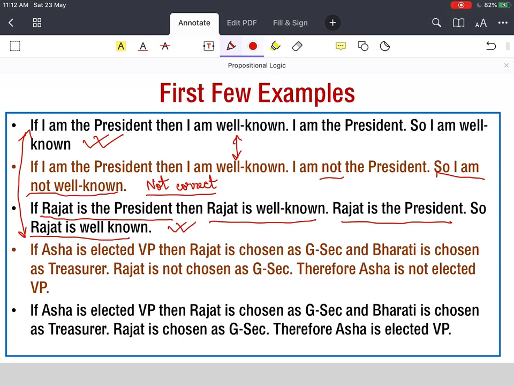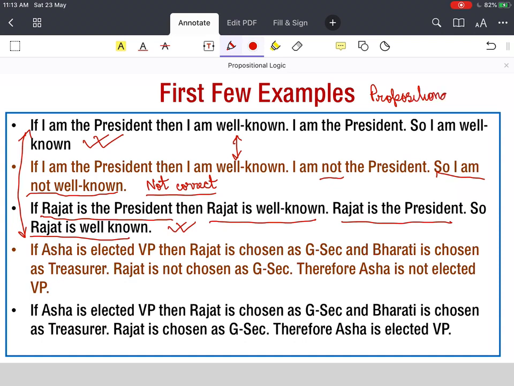Then there are two more examples. If Asha is elected the vice president, then Rajat is chosen as general secretary and Bharati is chosen as treasurer. Rajat is not chosen as general secretary, therefore Asha is not elected the vice president. It is similar to all these above. The fifth one is if Asha is elected vice president, then Rajat is chosen as general secretary and Bharati is chosen as treasurer. Rajat is chosen as general secretary, therefore Asha is elected vice president. Now which of them is correct? Which of them is wrong? How do we analyze? All of them look similar, but how do we bring about this in a formal system?